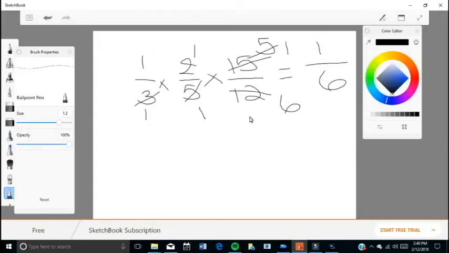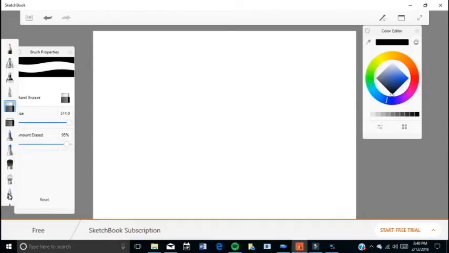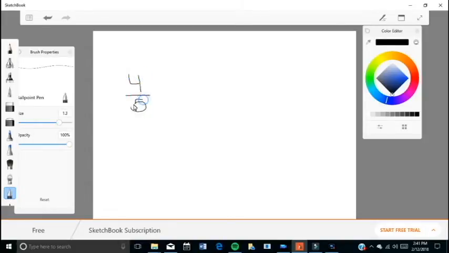The answer is 1/6. So let me give you one to do that has a lot of cross canceling. And let's throw another one in there. All right, go ahead and pause the film. Try this one and then restart it to see if you got it right.